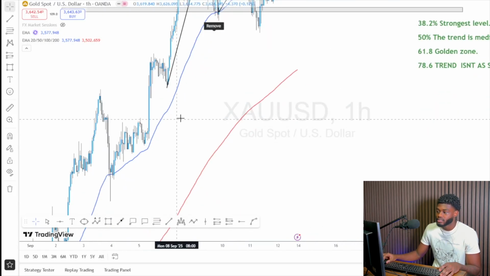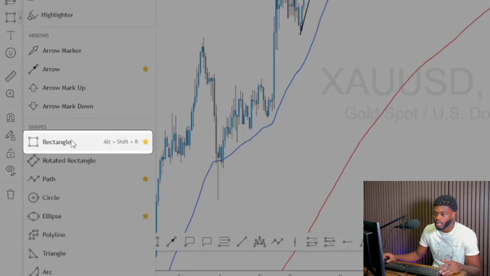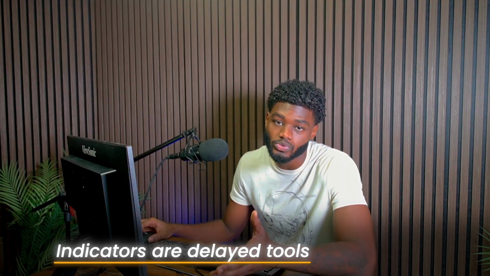The second tool that you guys definitely are going to need is a rectangle. So these are more so tools, not necessarily indicators. Indicators are delayed tools. You want to focus on the tools that you already have within your TradingView to maximize your technical analysis.